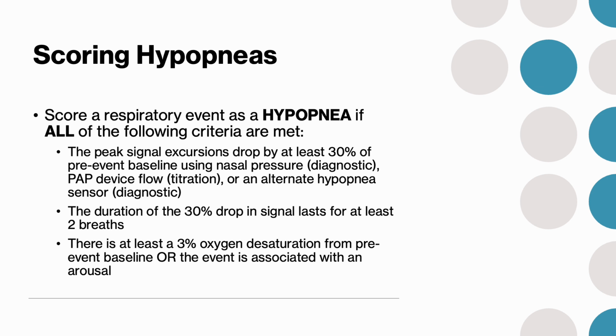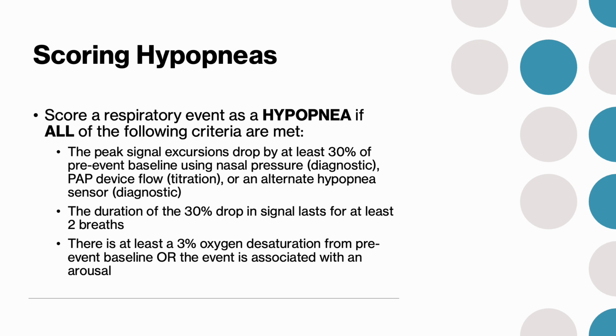Hypopneas are events where the airflow signal drops at least 30% for a duration of at least 2 breaths and is associated with 3% desaturation. So for kids, really except for the central stuff, remember that it's 2 breaths instead of 10 seconds. Hypopneas are scored with nasal pressure transducers for diagnostic testing and with the CPAP flow signal during a titration. The AASM allows alternate hypopnea sensors, but you really need to use the nasal pressure transducer.